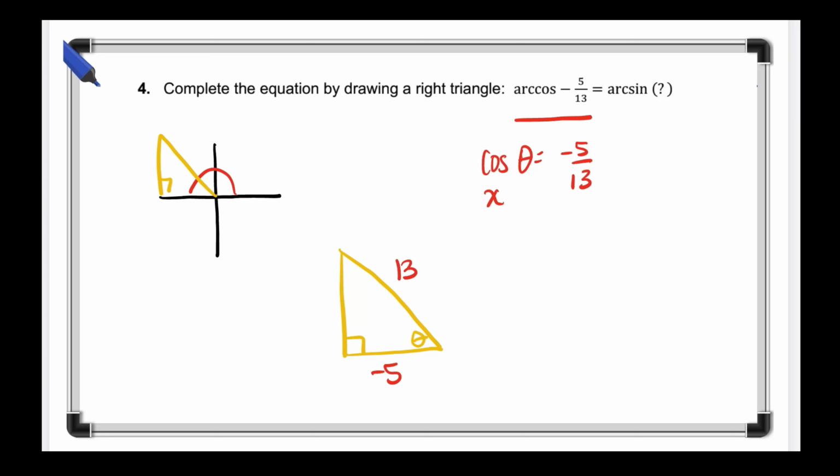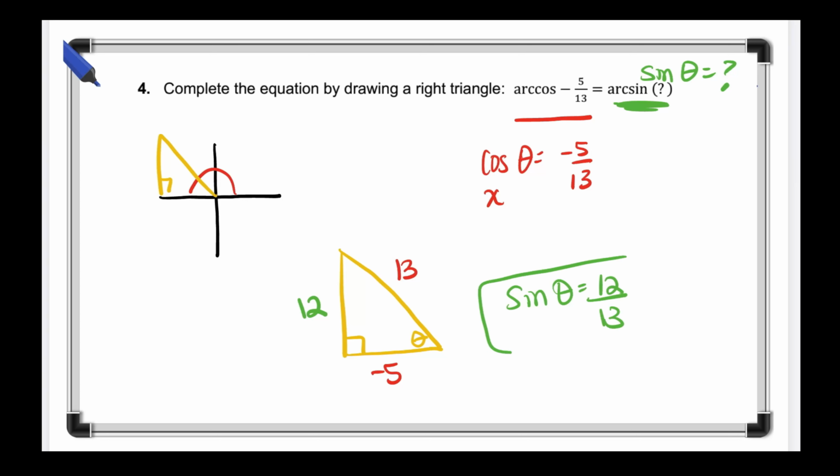So again, this is a Pythagorean triple. So I have a 5, 12, and 13. I'm in quadrant 2, so the y is going to be positive. So again, I ask myself, the sine of my theta is going to get me what? So the sine of theta is opposite, which is 12, over hypotenuse, which is 13.